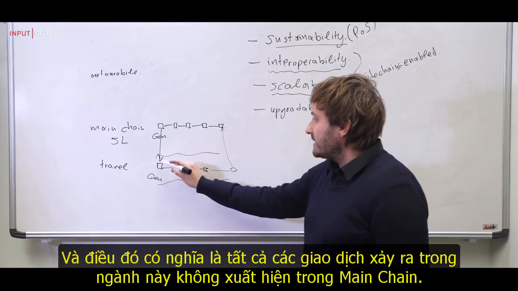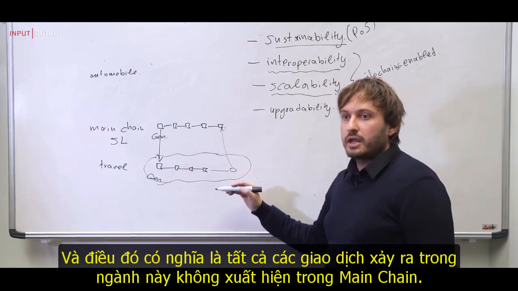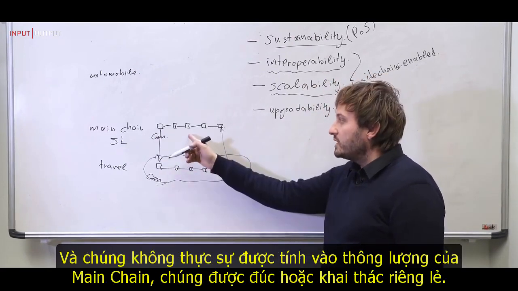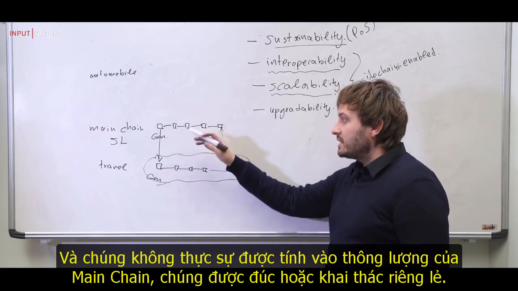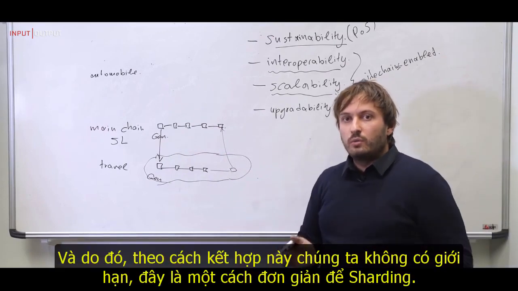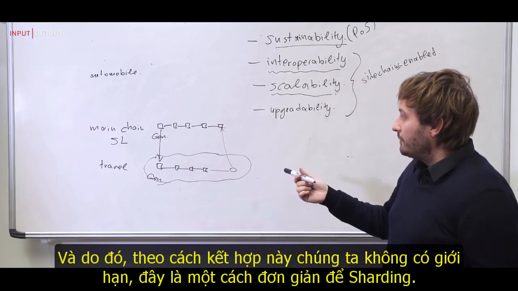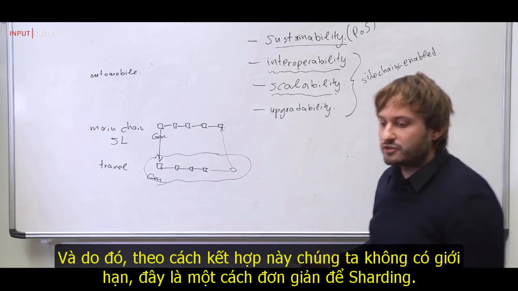And that means that all the transactions that happen within this industry are offloaded off the main chain. And so they don't really count towards the throughput of the main chain, because, as I said previously, these are minted or mined separately. And so we don't have this limit in this combined way. So it's a very simple way of sharding things.